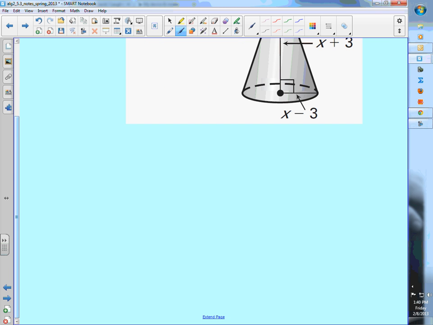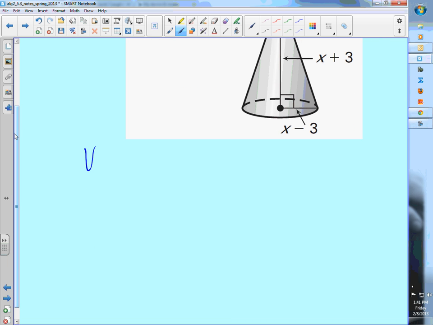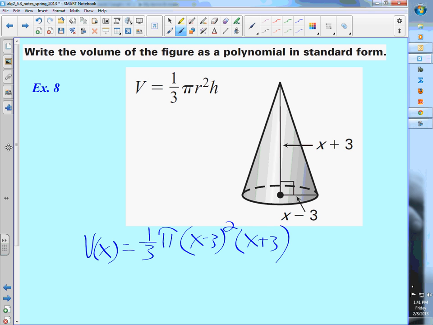All right, Julia, what are we going to start with for our volume? I guess we're doing this in terms of x, right? What'd you start with? 1/3 pi, and then x minus 3 squared times x plus 10. Excellent. So that's your plug-in to the formula, and again, they gave us the formula, so you plugged it in.